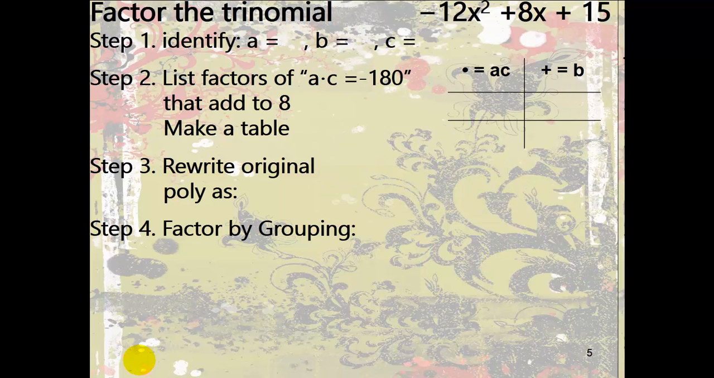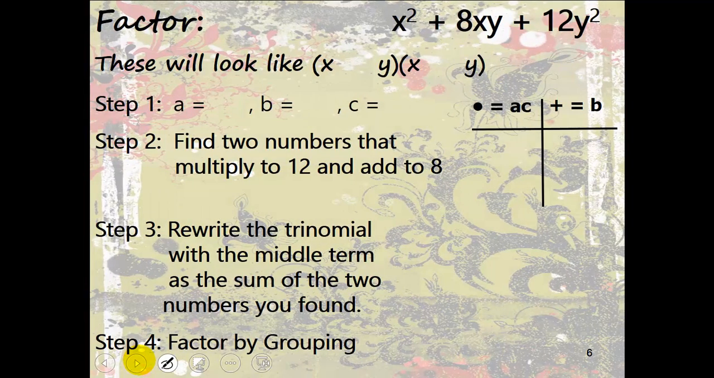We can even do this with more than one squared term. So if you think about it, if a single x squared got us an x and an x in the first position, if we have x squared plus 8xy plus 12y squared, we better end up with an xy and an xy in our binomials, okay? From here, you just do everything the same.